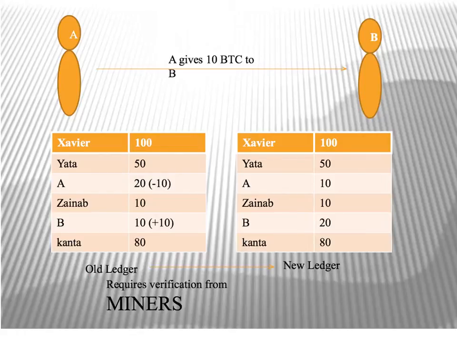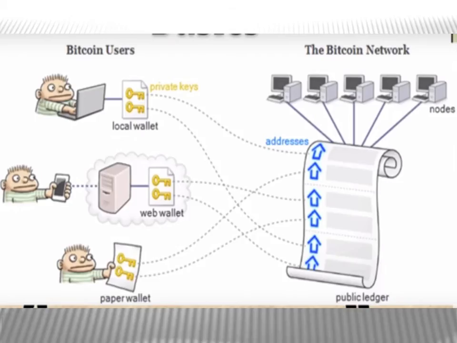Now we will discuss what a miner is, or what Bitcoin mining is. So this is a representation of a Bitcoin network. These are called the nodes, that is, the persons who have accounts of Bitcoins. These are the Bitcoin users. They are also sort of Bitcoin nodes. These persons use their local wallets or web wallets or paper wallets in order to make transactions. These transactions are entered into this public ledger through approval and verification by Bitcoin miners.